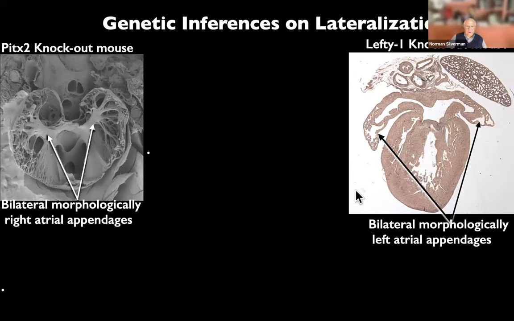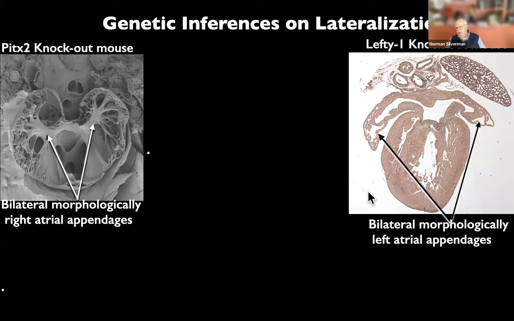Now, morphologically, we can look at this in genetic influences. On the left is a PTX2 mouse knockout, and PTX2 defines left atrial isomerism. And here we have an example of knocking out the gene for making left-sidedness, and as we said, genetically it becomes by default right atrial appendages. And what I want to show you is not only can we see these pectinate muscles, but we can see something that we can recognize echocardiographically, even in the fetus, the fact that we can see the terminal crests or crista terminalis on both sides indicates that they are bilateral right atrial appendages.